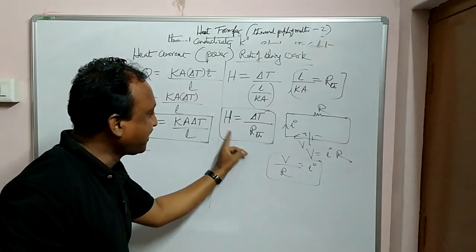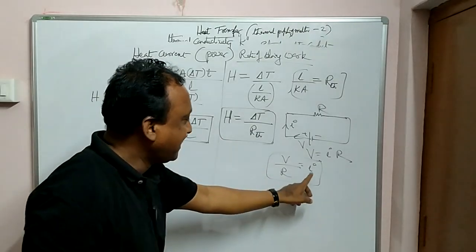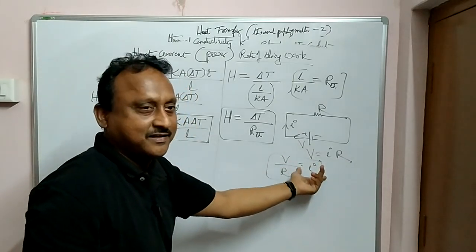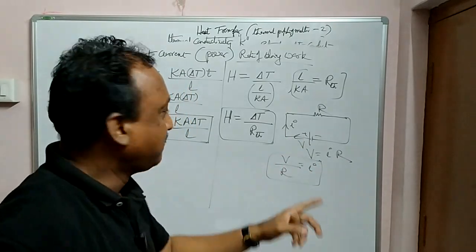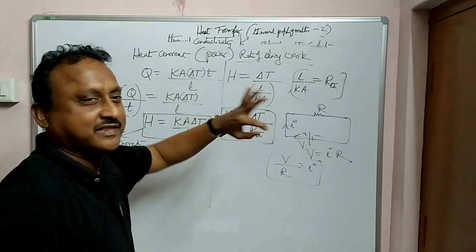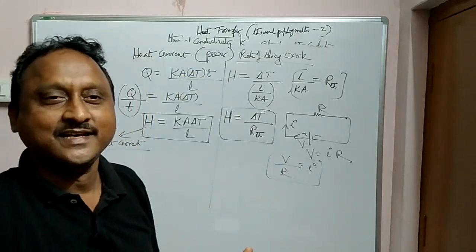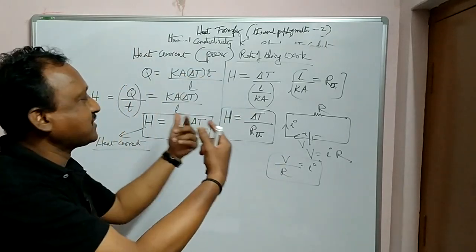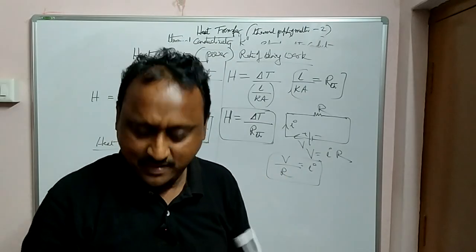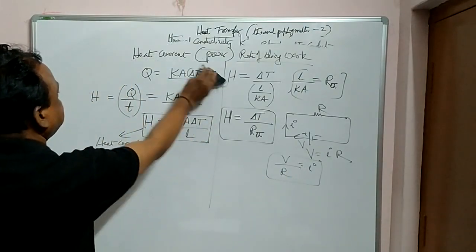So as you can see, both are almost equal. In Ohm's law in current electricity, I is equal to V by R, potential difference by R, or V is equal to IR. This is electric current. But here, heat current means temperature difference by R thermal, where R thermal is equal to L by KA. So heat current is also called power, rate of flow of heat in a conductor. Clear? Please note down. Very, very important, heat current.